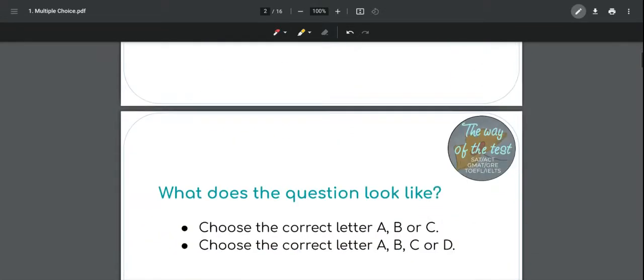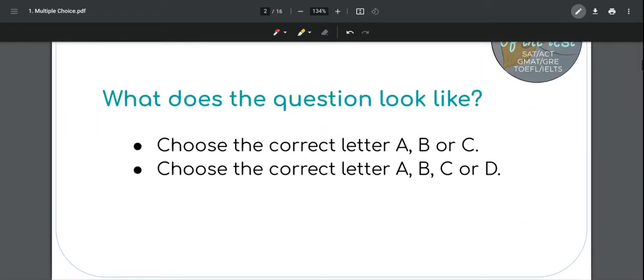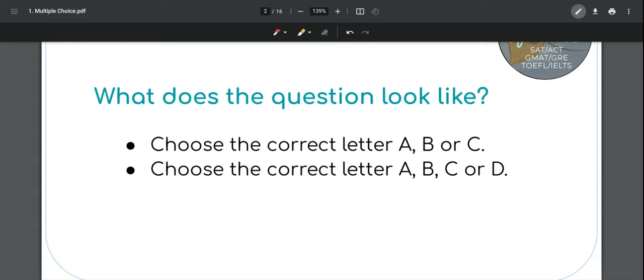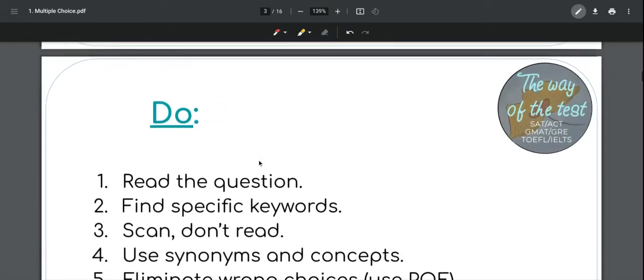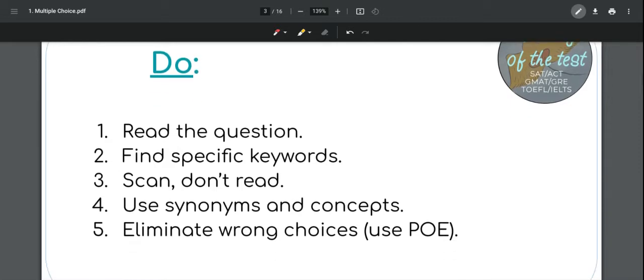So what does a multiple choice question look like? It looks like this. It may ask you to choose the correct letter between A, B, or C, between 3 options. Or it may also ask you to choose the correct letter between 4 options. Sometimes it may even ask you to choose 2 correct letters, or 2 correct options, among a set of options.